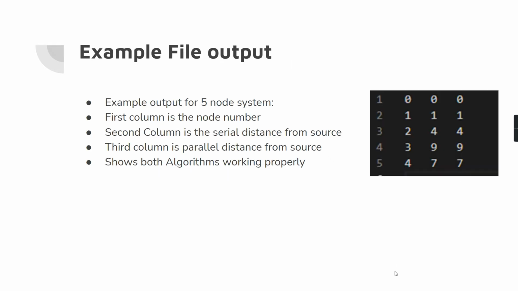And here's an example of our file output. The first column represents the position of the node, or the index of the node in the graph that we started with. The second column is the shortest distance found from the source node using our serial algorithm, and the third and final column is the distance found from the source node using our parallel algorithm. As you can see, since our second and third columns are both the same, we can say that the algorithms return the same thing and are functioning properly.